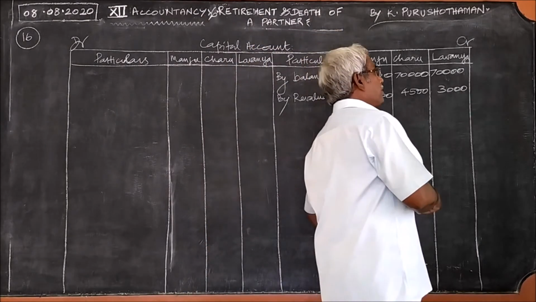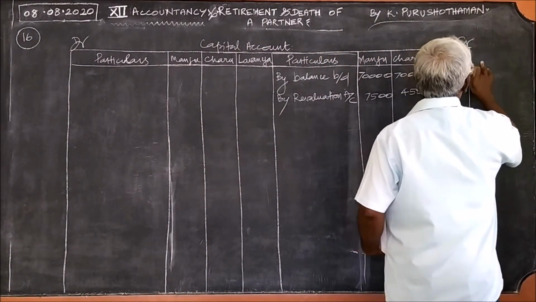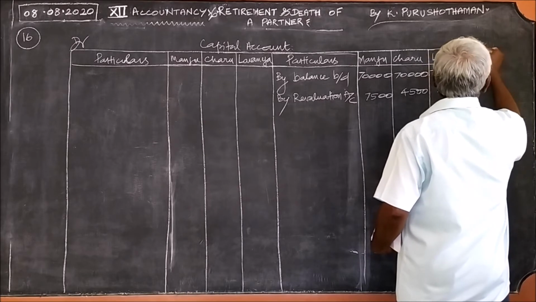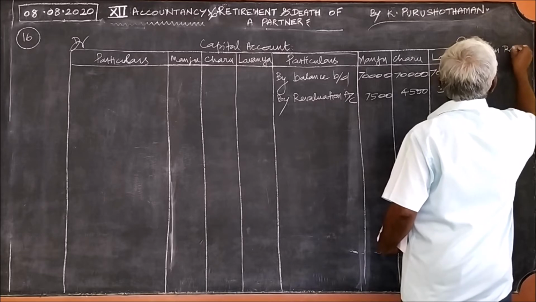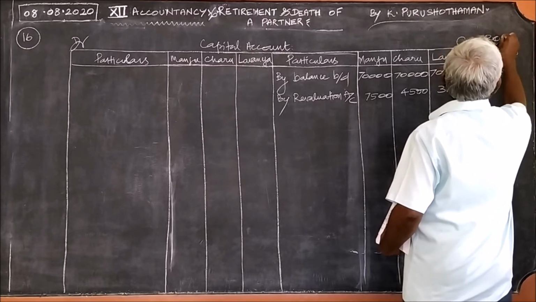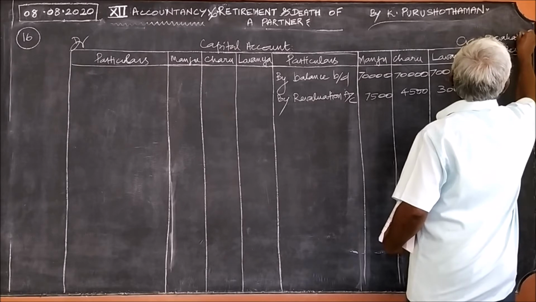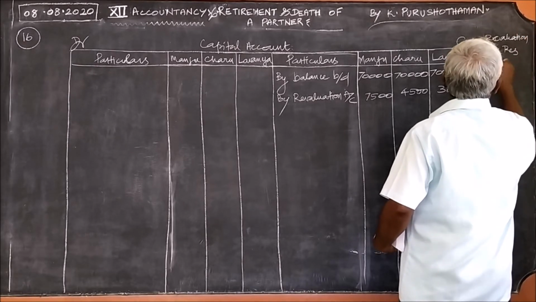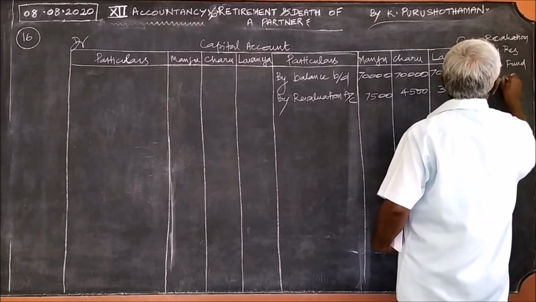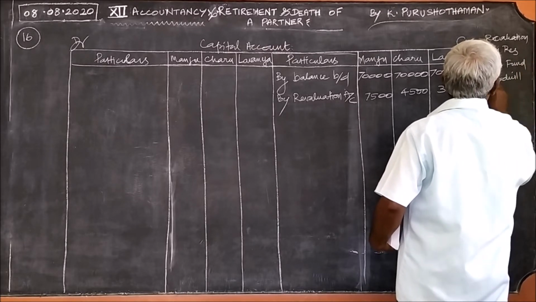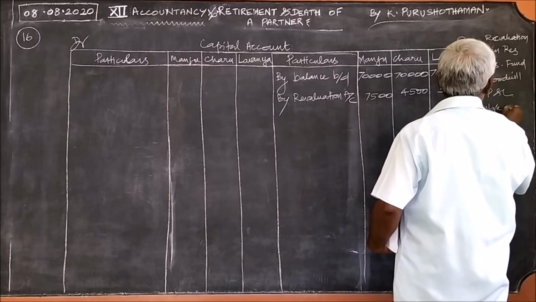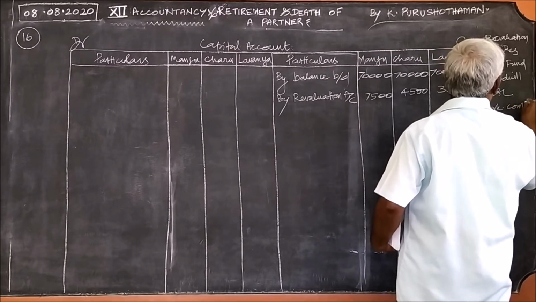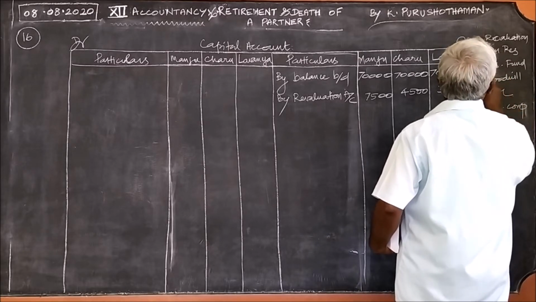What are the other items we should consider? I told you in admission itself. And what are they? General reserve. This is the revaluation, already we have considered. General reserve, reserve fund, goodwill, profit and loss account, workmen's compensation. These are the 6 items to be considered.